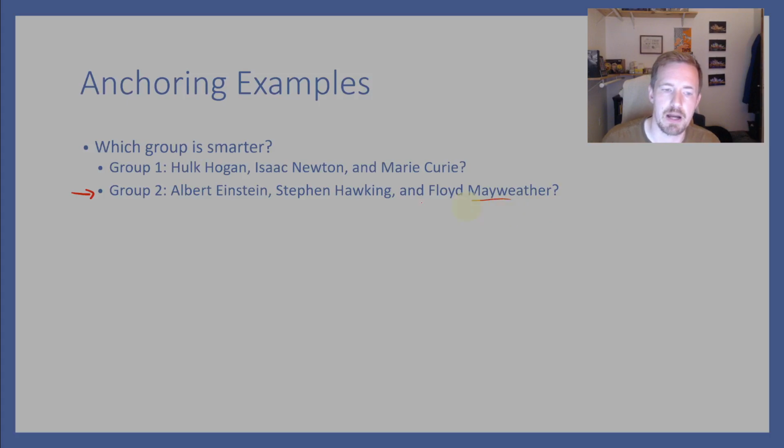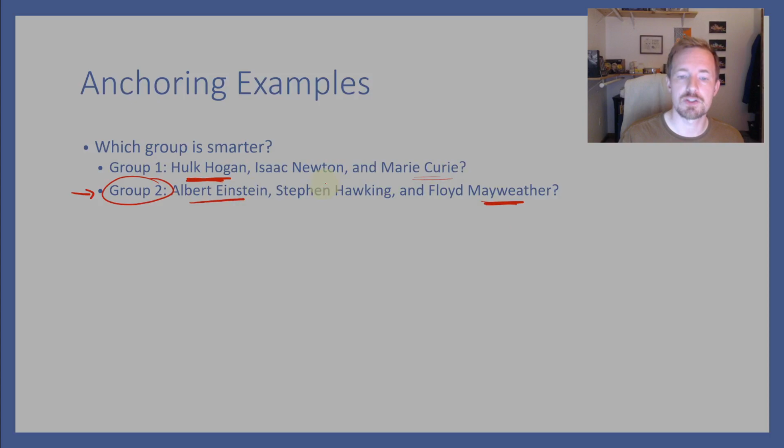Floyd Mayweather was a boxer, Hulk Hogan was a wrestler. And the other people are all geniuses, right? Isaac Newton is a genius, Marie Curie is a genius, Albert Einstein is a genius, Stephen Hawking was a genius. They're all geniuses, except for these 2 guys who were fighters. So, for the most part, these groups are roughly equivalent. And yet, most people are going to say group 2. The reason is because it starts strong and then ends with someone that we don't normally associate with intelligence. This one does not start strong, but ends with people that we associate with intelligence. So it has anchored our estimates for that group.